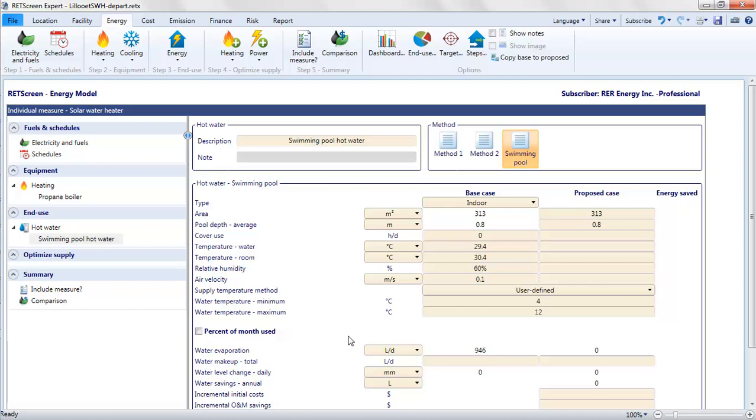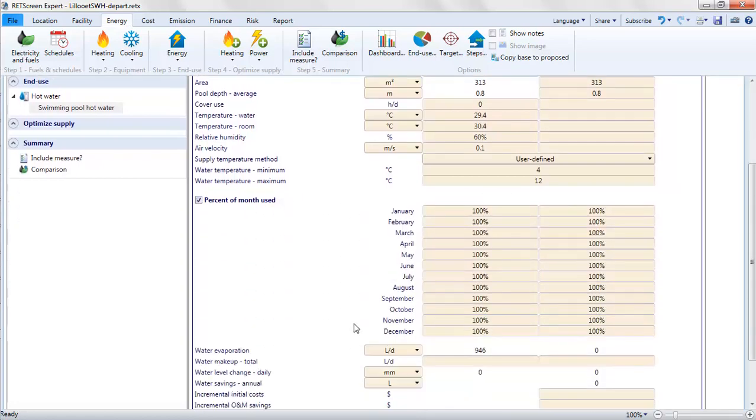As mentioned earlier, the pool is in use only from mid-April through July. I'll set the April value to 50% to reflect the pool being in use for half of April. Based on this description of the pool, RetScreen estimates evaporation of 946 liters per day.